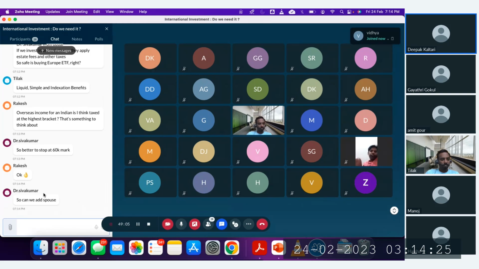Yes, you can add the spouse. There's no issue with adding the spouse. But again, if you have a joint account with the spouse, things become much more complicated in dealing with US entities.